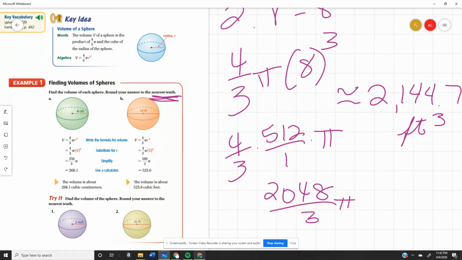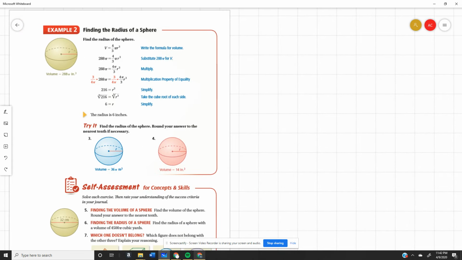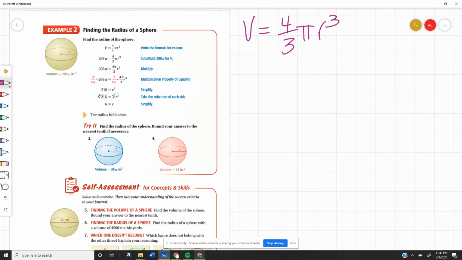All right, let's go on to example 2, finding the radius of the sphere. So in this one, they're going to give us the volume, and we're going to have to work backwards to find the radius, okay? So we know here that our formula is volume equals 4/3 pi r cubed. So we're going to fill in the information that we know. In this one, we know that the volume is equal to 288 pi. So they left this in terms of pi. So we know that 288 pi is equal to 4/3 pi r cubed, okay?